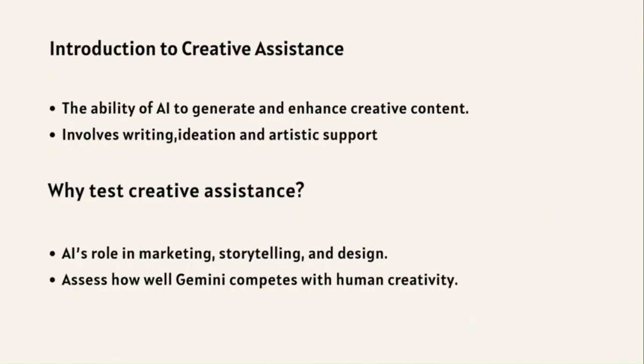I'll be testing the creative assistance of Google Gemini today. So first, what's creative assistance? Creative assistance is just the ability to generate and enhance the content given by the user. The content can be text, reasoning, or any sort of image. And why test creative assistance over other things? AI's role in marketing, designing, and generating content is very necessary and crucial, and the aim is to assess how Gemini competes with human creativity.